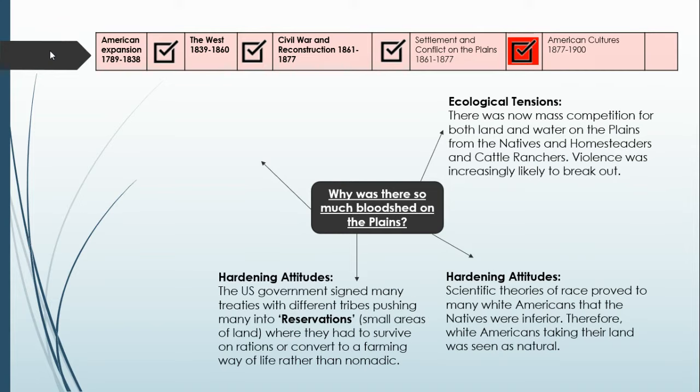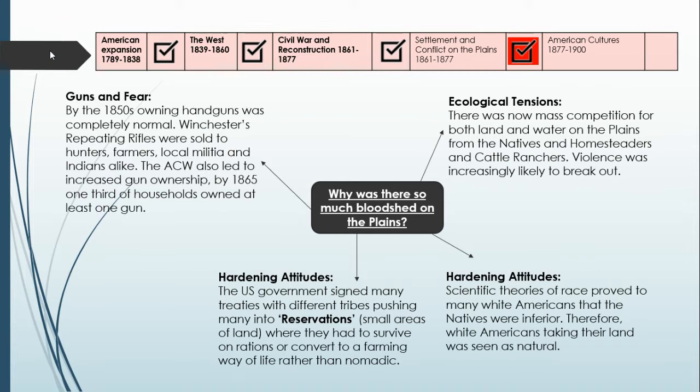We also had another part to hardening attitudes, which was that many white Americans believed that the natives should be moved onto reservations. These were small areas of land. They had to survive on rations, or they had to resort to farming. They weren't used to farming. Remember, they had this nomadic lifestyle, so farming wasn't part of their culture at all, and they were in very cramped conditions. So reservations were somewhere that many white Americans thought the natives should simply move to and not argue with.